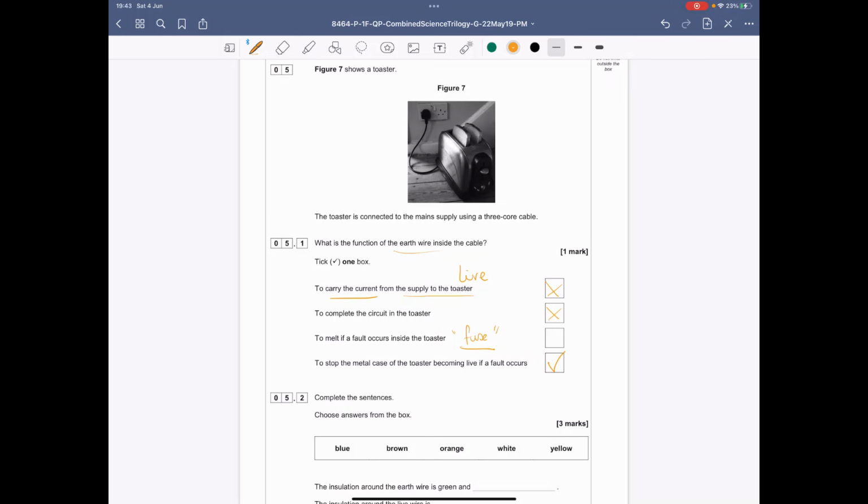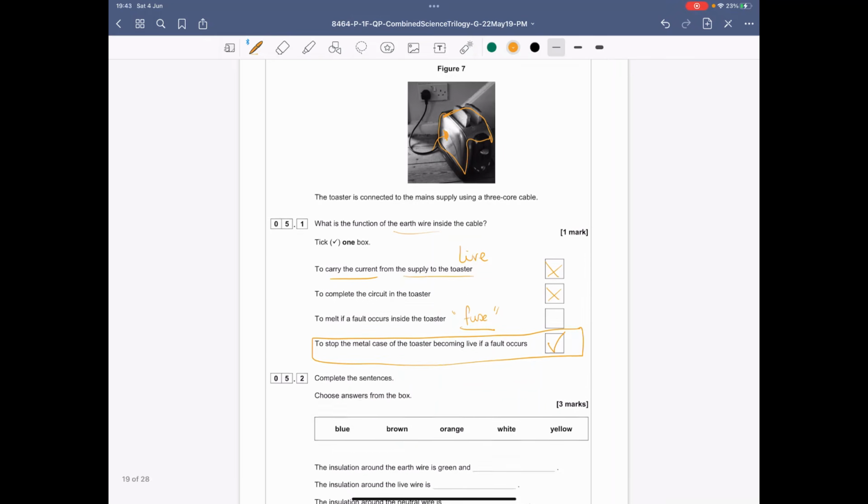It is that. So an earth wire only generally actually exists on components that have metal casing, because if the live wire does come loose and touches a plastic material, it's not going to be a danger. It only becomes an issue if the live wire touches a metal case. Then in this situation, this whole toaster can become a potential hazard of a massive electric shock for a person.